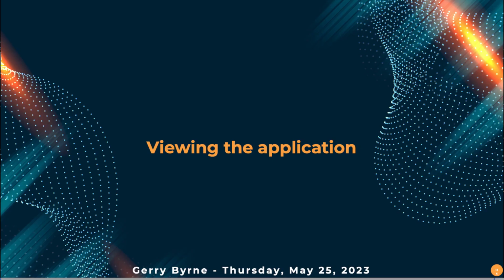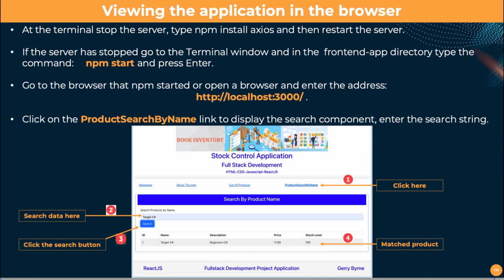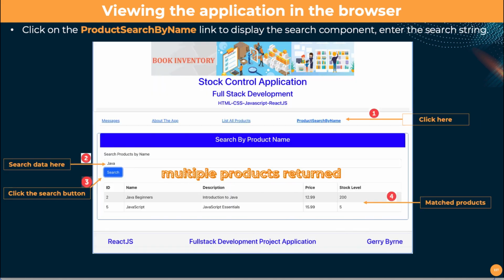So refreshing, you can see that if we wanted to view the application, we just did the npm start, but our server was already running. We click, first of all, on the product search by name. We then type in our search data. We then click on the search button, and then we get our matched product. But it could be multiple products, so we can also have multiple products, and they are mapped out using the map function of the array.